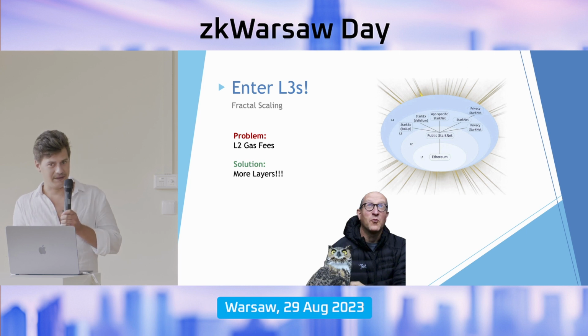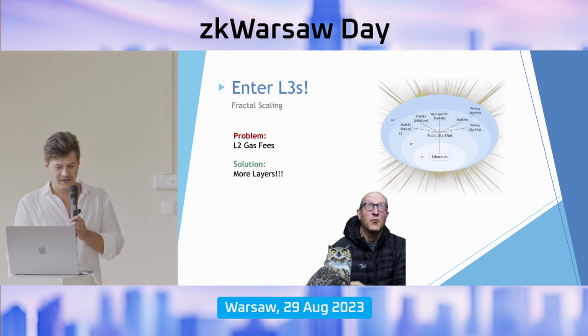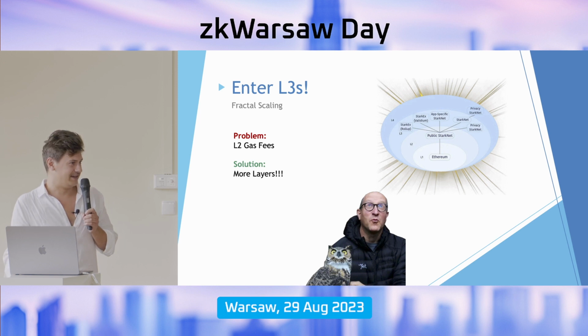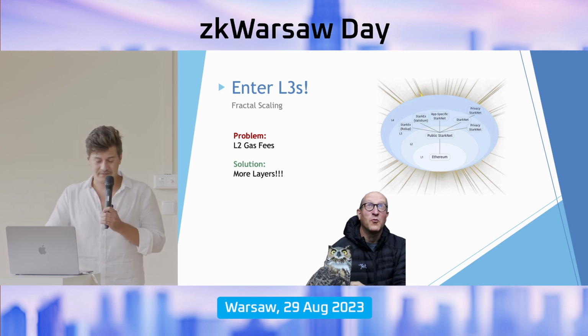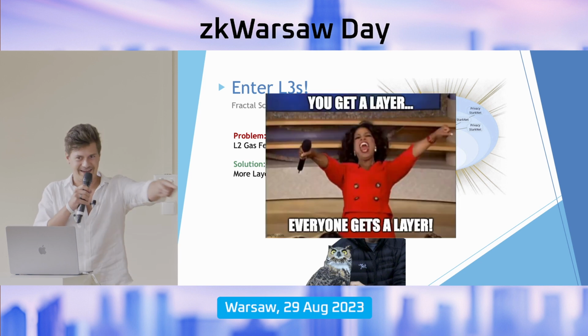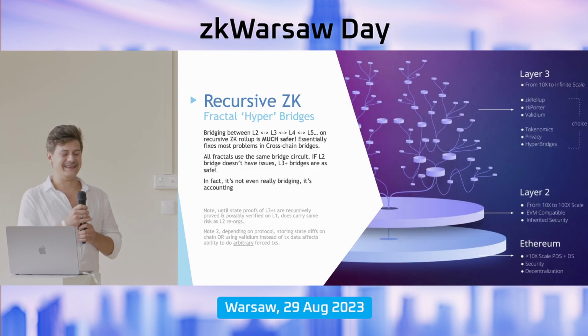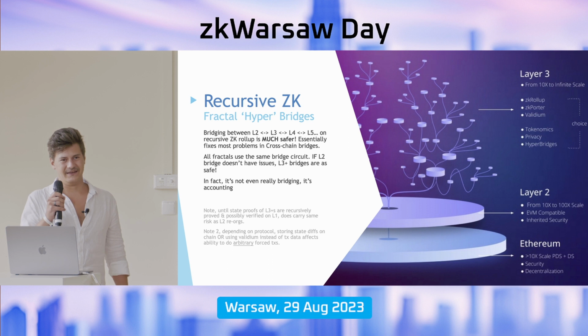So the crackpot team at Starknet came up with this idea. We'll build L3s, L4s, L5s, more L2s. And in a way, this is actually not a bad idea. It just needs some interoperability plays, right? So this plan, everyone gets a layer. You get a layer, you get a layer, we all get layers. Yay! And this concept is called recursive ZK rollups or fractal hyperbridges.